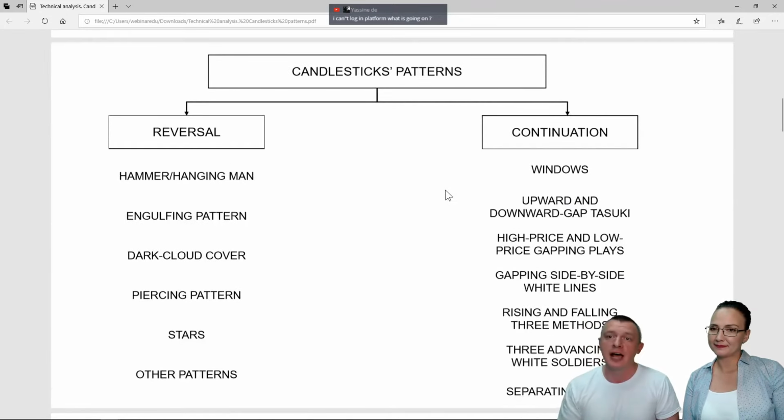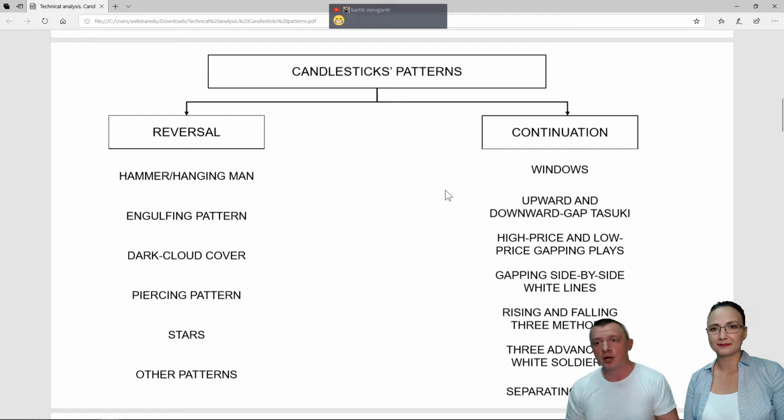And my friends, we have different candlestick patterns. I'd like to show you some of them. We have two groups of Japanese candlestick patterns: reversal patterns and continuation patterns. Today we will speak a little more about reversal patterns, because they're simpler. It's much easier to understand reversal patterns than to find continuation patterns, my friends.